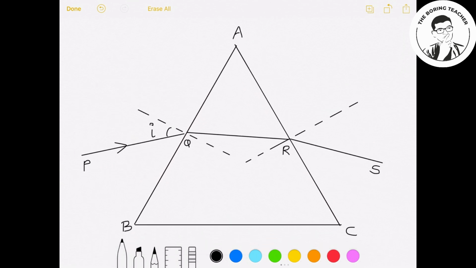Now, if there was no change of medium, that is, if the light was traveling in the same medium, then the ray PQ would have been traveling in a straight line like this. But as it is moving from one medium to another medium, what happens? Refraction takes place and the light gets deviated, the path of the light gets changed. So the ray PQ, after getting refracted at the surface AB, moves in the direction of QR.